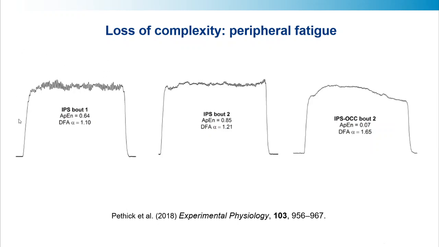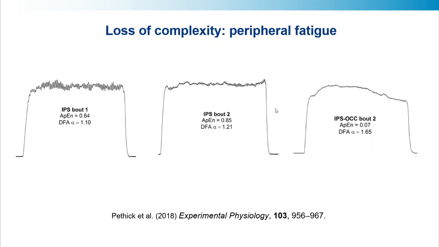So here we have the first bout, and you see AppN 0.64, DFA 1.01 in this particular case, and then we did these contractions to task failure, waited 3 minutes, and then started the contractions all over again. This is the first minute of those contractions all over again. And you can see AppN is approximately the same, DFA is slightly higher, so there was some residual fatigue there, but not a lot. It didn't consistently change the complexity analysis.